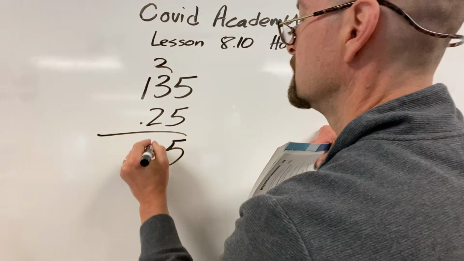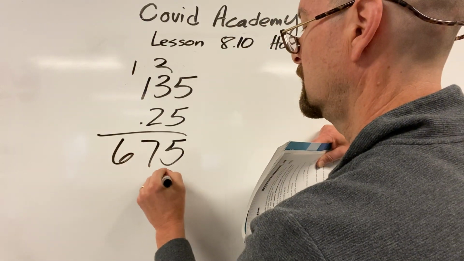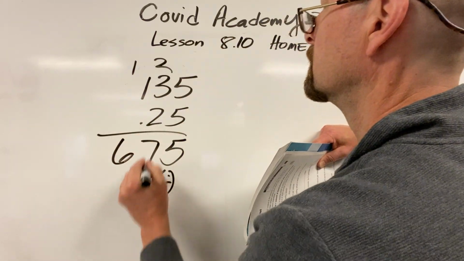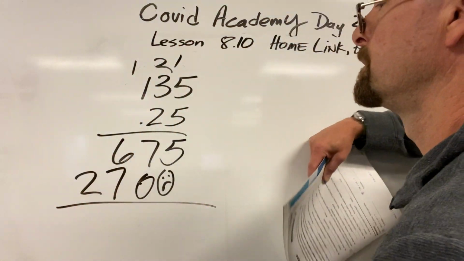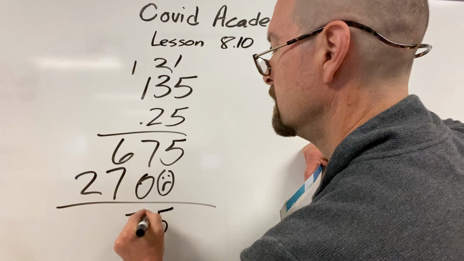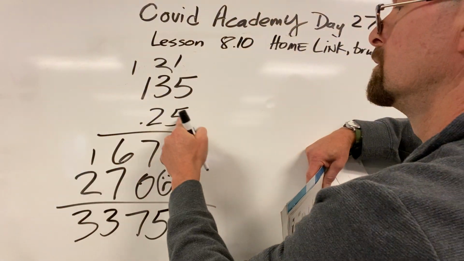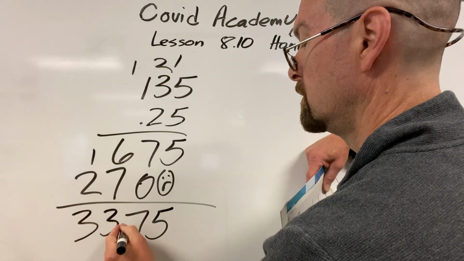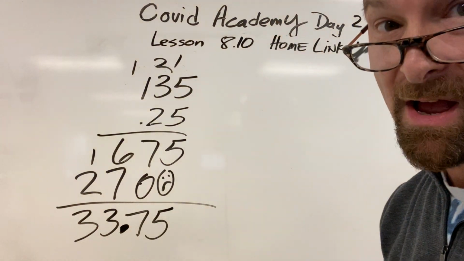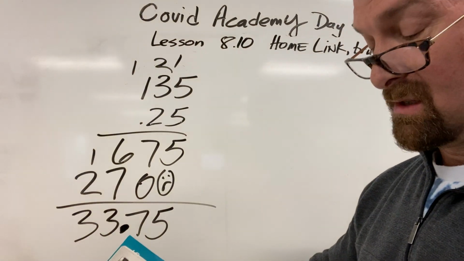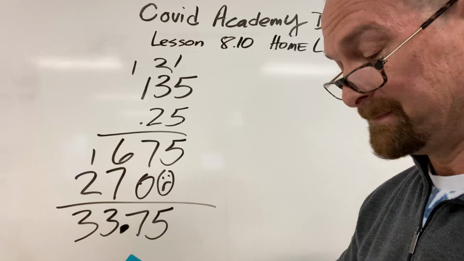25, carry 2, 15, 17, carry 1. I don't know, 6. 2 to 5, 0, carry the 1, 6, 7, 2, 5, 7, 6 and 7 is 13, carry the 1, 3, 1, 2, 1, 2. That's 33.75 fluid ounces per minute for the little tot, okay?